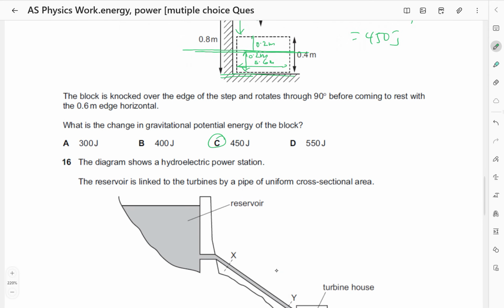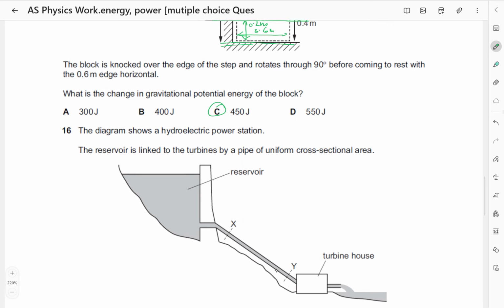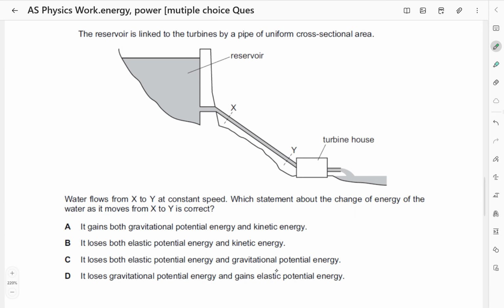Okay, lastly for part 3, the diagram shows a hydroelectric power station. The reservoir is linked to the turbines by a pipe of uniform cross-sectional area. Water flows from X to Y at constant speed. Which statement about the change of energy of the water as it moves from X to Y is correct?